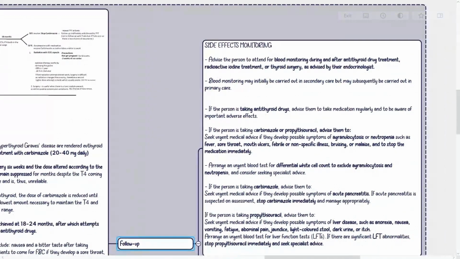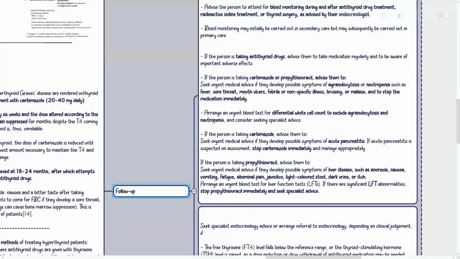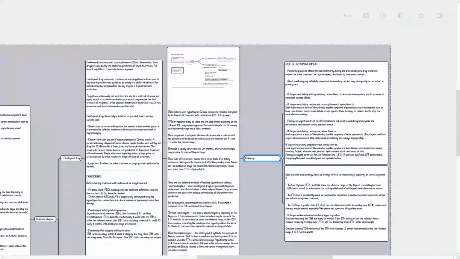Follow-up. Side effects monitoring. Advise the person to attend for blood monitoring during and after antithyroid drug treatment, radioactive iodine treatment, or thyroid surgery, as advised by their endocrinologist. Blood monitoring may initially be carried out in secondary care, but may subsequently be carried out in primary care.